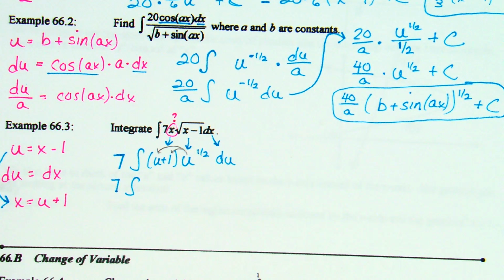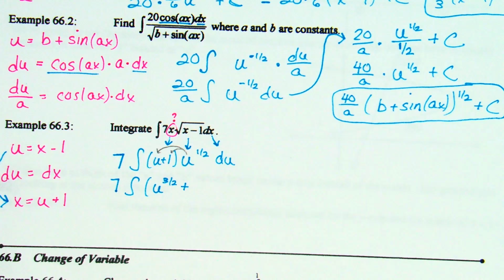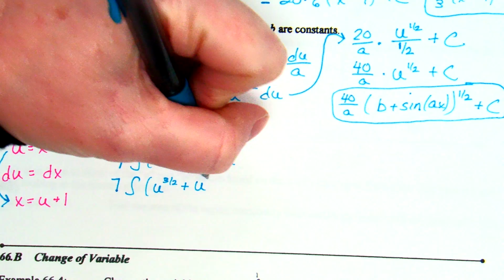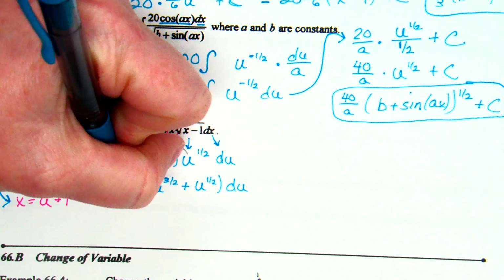Okay, so u to the 1/2 times u to the 3/2, plus u to the 1/2 times 1, u to the 1/2, times the u. Can I integrate those individual terms now? They're just powers, right? So we can integrate them. So I'm going to keep the 7 out front. I don't want to mix it in yet.